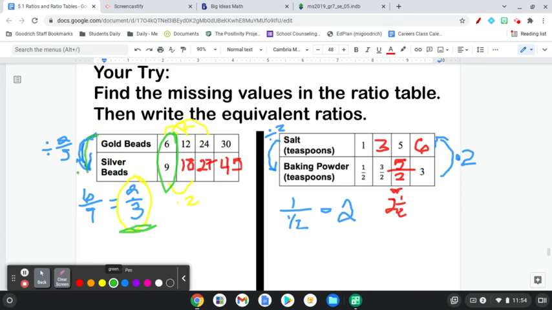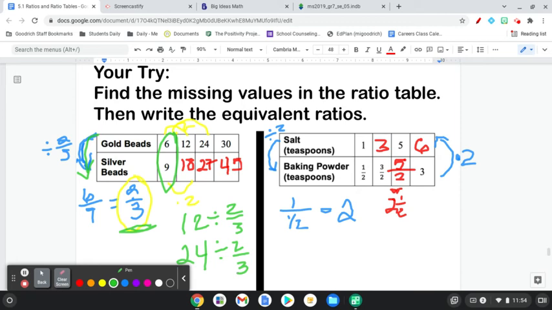So what we did is to get from the top row to the bottom, I divided by 2/3. That worked every time. 12 divided by 2/3 is 18. 24 divided by 2/3 is 36. 30 divided by 2/3 is 45.